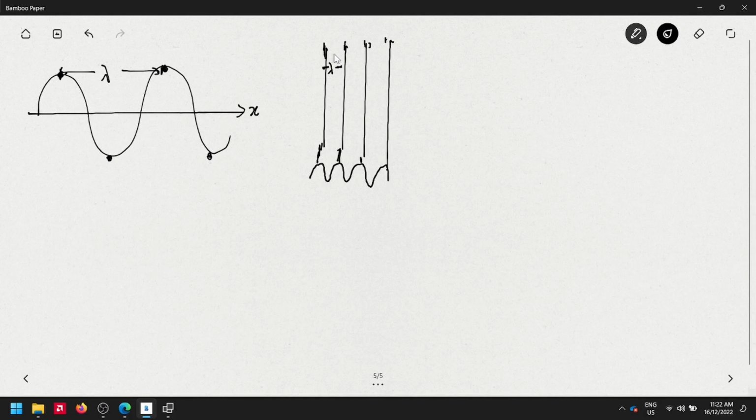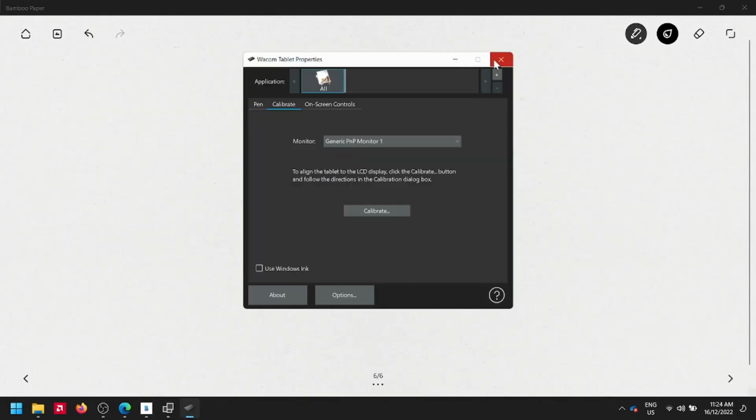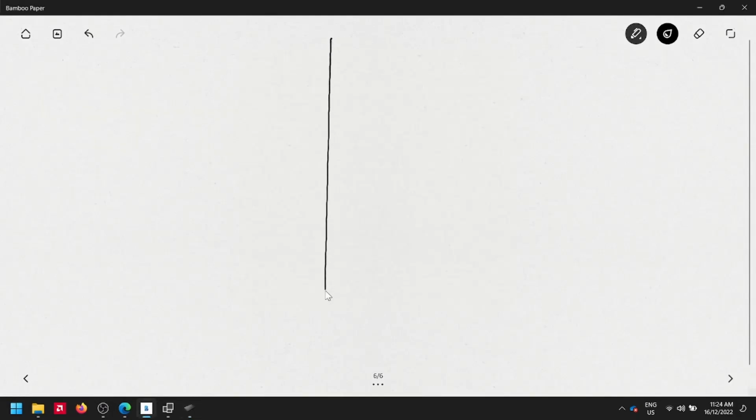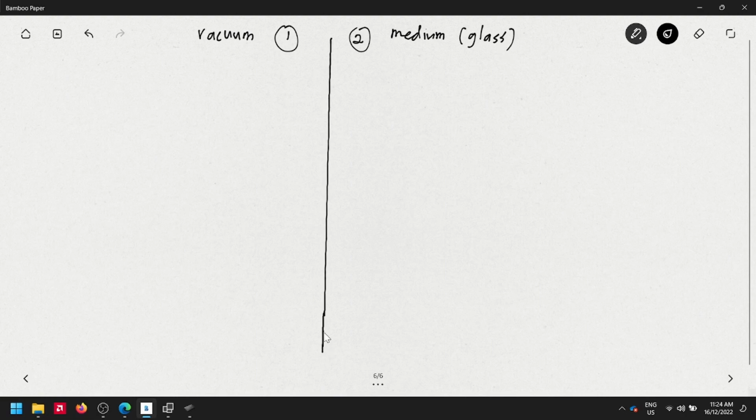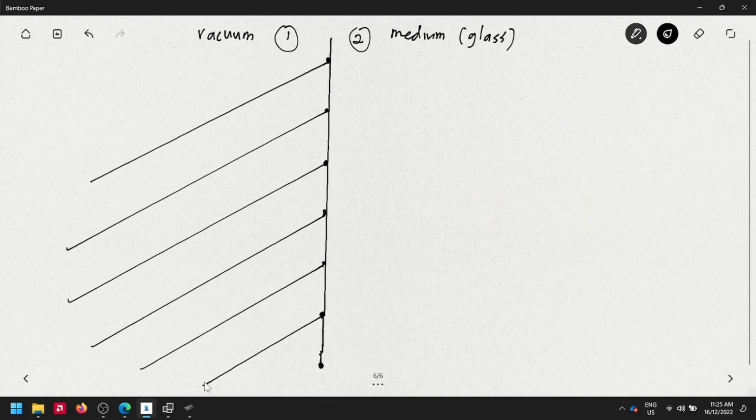So now I'm going to explain why light bends in the glass. If I use the same figure but zoom in on this particular part, this is my surface. This is medium number two, and this is medium number one. This is the vacuum, and this is the medium, or maybe the glass. So I have my wavefront. First things first, I need to draw some dots here. Okay, this is the wavefront.